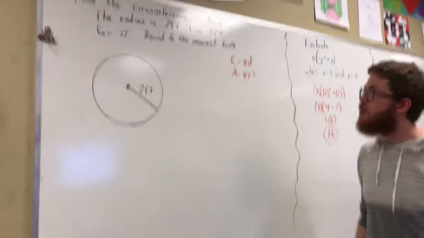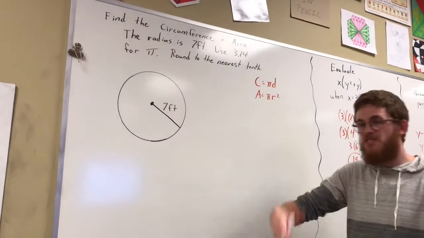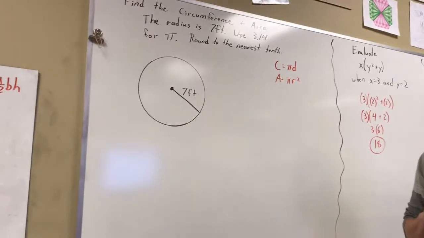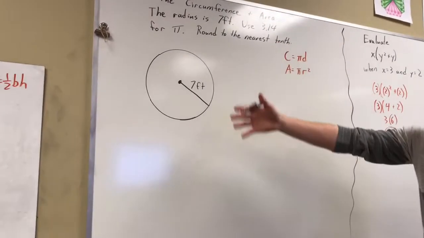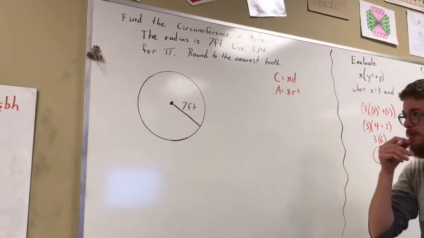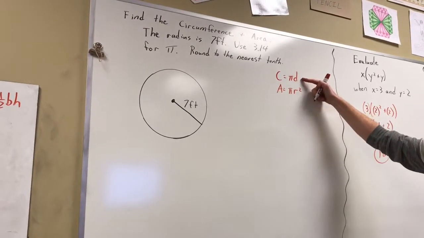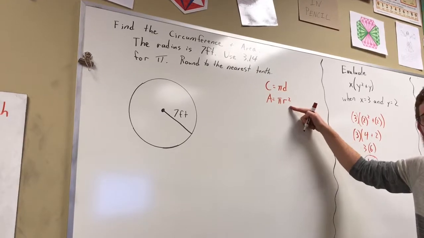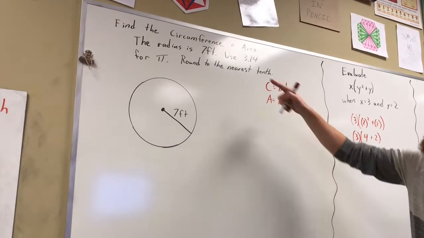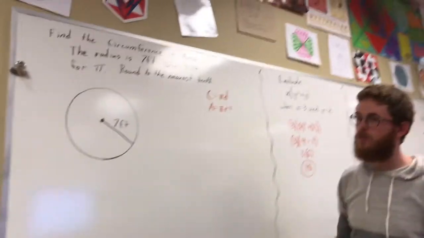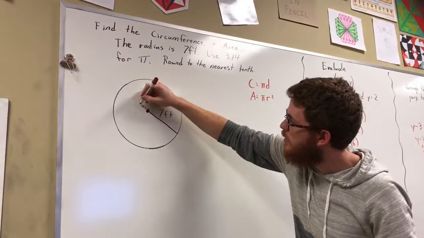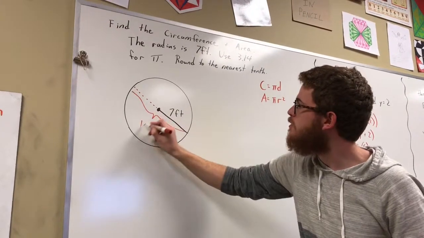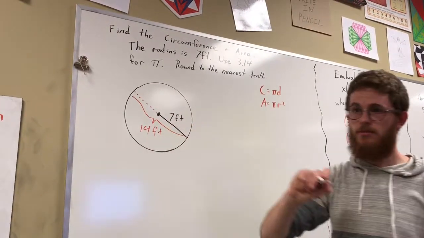Over here, we're given a circle, and we want to find both the circumference and the area, knowing that the radius is 7 feet. And we're told to use 3.14 for pi and round to the nearest tenth. Well, our circumference is pi times the diameter, and our area is pi times radius squared. So if we find our circumference first, the circumference is pi times the diameter. Well, if the radius is 7 feet, the diameter is going to be 14 feet.